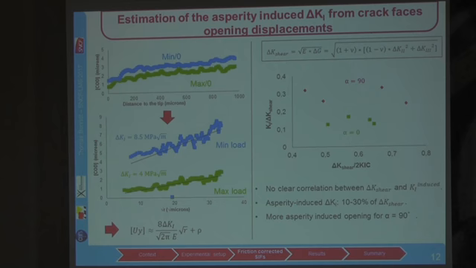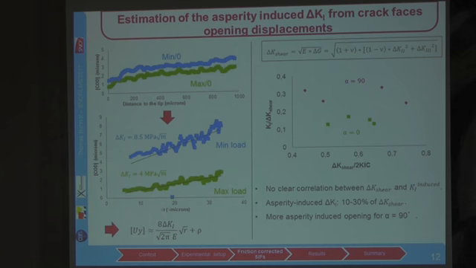And if we plot the induced K1 over this delta K shear as a function of the delta K shear, we see that there is no clear correlation between those values, and that the asperity-induced K1 lies between 10 to 30% of the delta K shear, which is consistent with models, and that there is more asperity-induced opening for alpha equals 90 degrees, which means predominant mode 3.